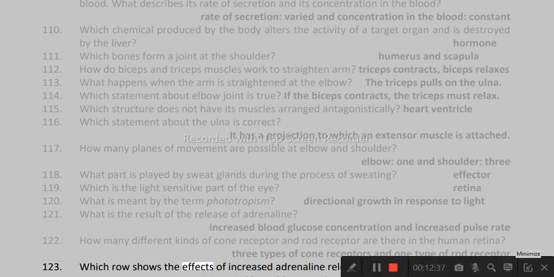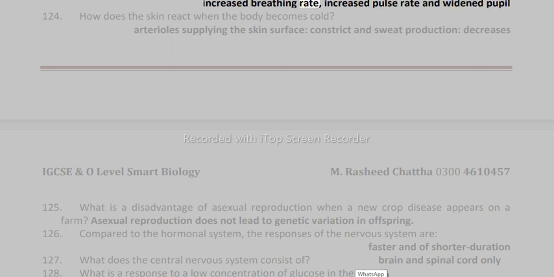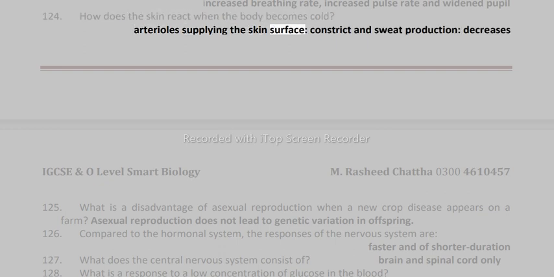123. Which row shows the effects of increased adrenaline release? Increased breathing rate, increased pulse rate, and widened pupil. 124. How does the skin react when the body becomes cold? Arterioles supplying the skin surface constrict and sweat production decreases.